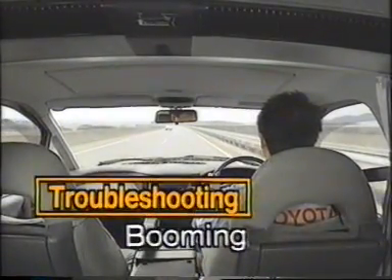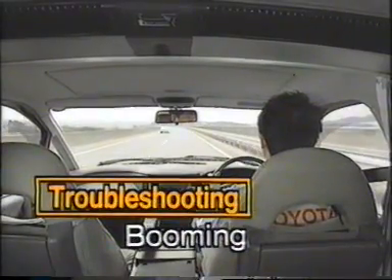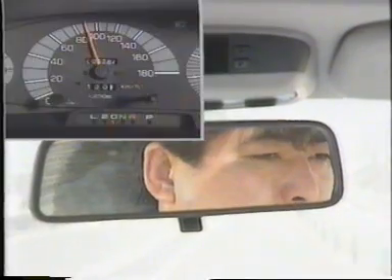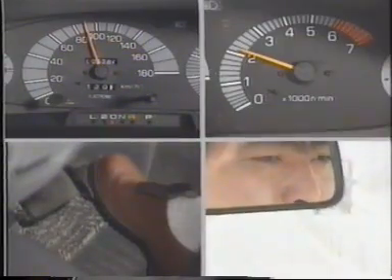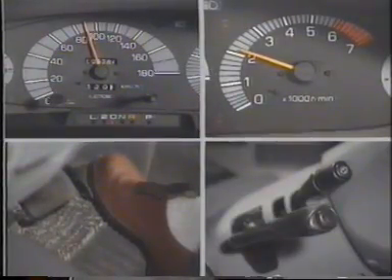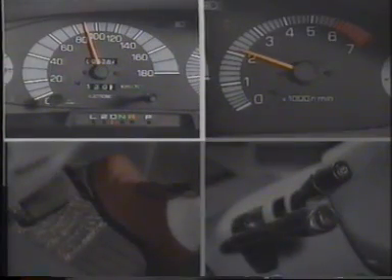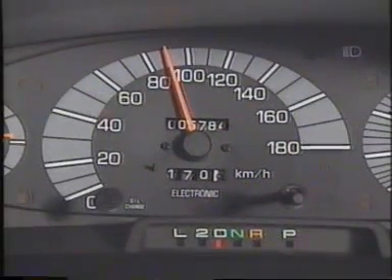The second case of troubleshooting that we will look at is booming, which is, as you will remember, a droning sound that is very unpleasant to the ear. The first step is test driving the vehicle as you did when troubleshooting body shake. As a result of the test drive, we find that only the vehicle speed is related to the noise.